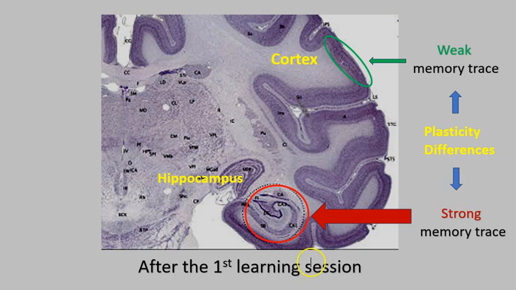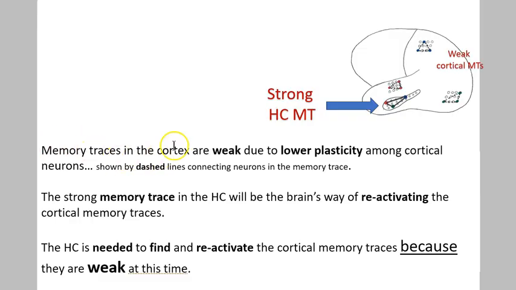And what this means is after one learning session, we're going to have a strong memory trace in the hippocampus, but a weak memory trace in the cortex. And again, that's because of the plasticity differences amongst the neurons in those 2 different areas. All right, so now on our brain, let's represent it this way. We've got weak cortical memory traces in the cortex, and notice we've got these dashed lines indicating that those are weak synapses between the activated neurons. By contrast, look at the solid lines between the hippocampal neurons.